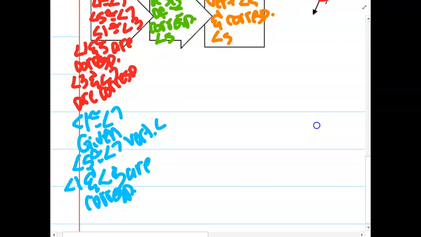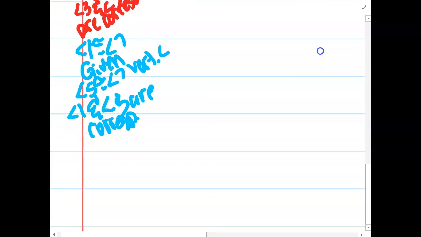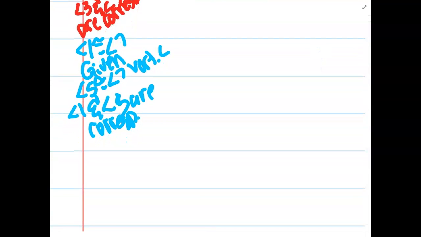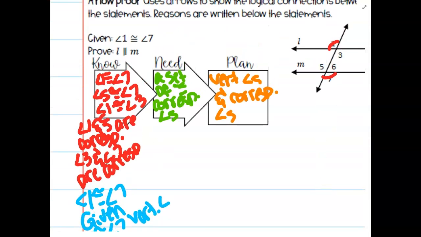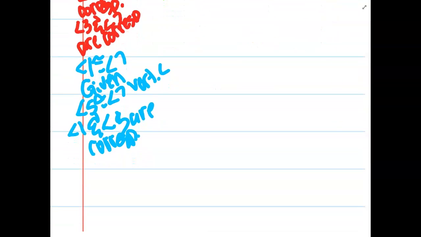Okay, what I need is a set of congruent corresponding angles. So if you look at your proof here, I have angle 1 is congruent to 7, and angle 5 is congruent to angle 7. That could set up my set of corresponding angles, right? The corresponding angles I'm trying to set up are 1 and 5, right? Well, if 1's congruent to 7 and 5's congruent to 7, can't I say that angle 1 is congruent to angle 5? What property tells me I can do that?